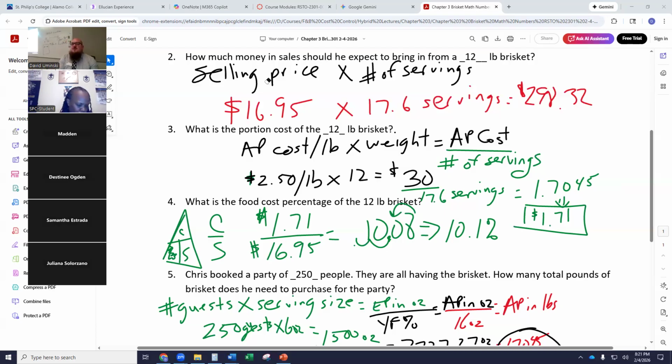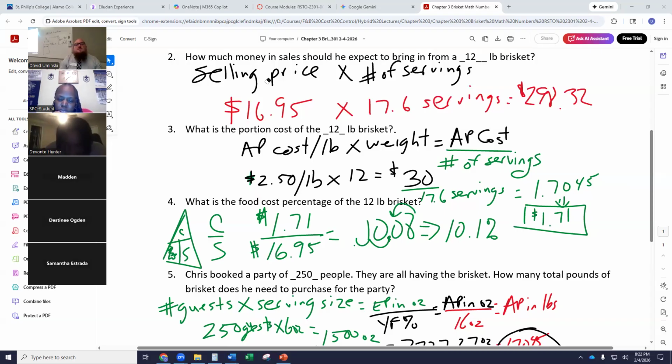Questions, comments, concerns about questions 1 through 4. They all kind of go and build together. 5 through 8, they're all independent of 1 through 4. So before we move on to 5 through 8, any questions about 1 through 4? Can you run number 4 back again?